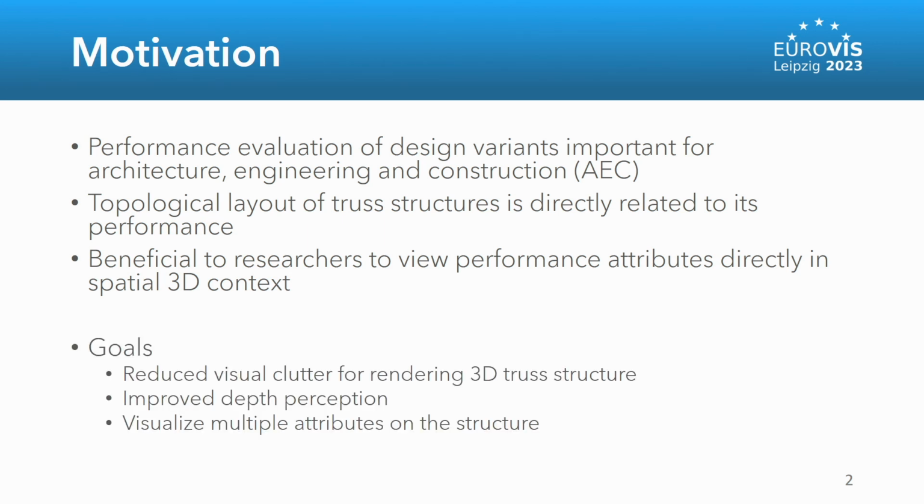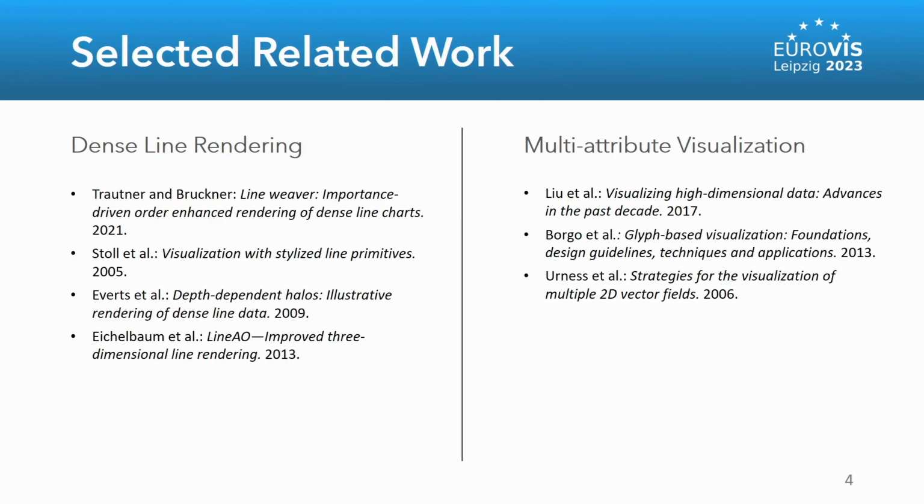To aid this, our goals are to reduce visual clutter and to improve depth perception for rendering 3D truss structures on the one hand, and on the other hand, to investigate possible approaches for visualizing multiple attributes on the elements of the structure directly. So of course there's quite some related work on both dense line rendering and multi-attribute visualization, and this is just a small selection.